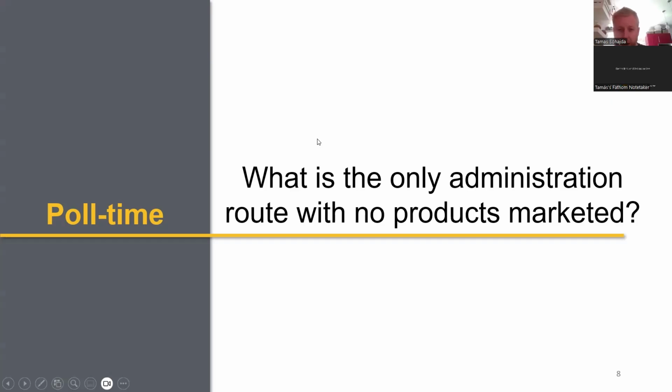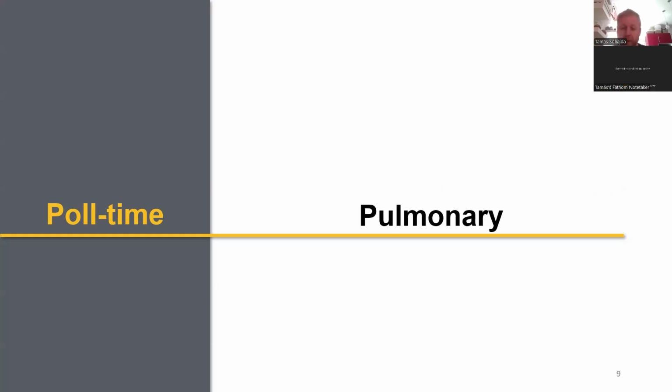We try to make this interactive, so I have two or three questions during the talk. Type it in the chat box: what is the only administration route you think where there are no products with cyclodextrins currently on the market? In pharmaceuticals, of course. We don't wait long, so type quickly. Inhalation products. Okay, that was cheating, that came internally, but of course at least our colleagues got it right. It's inhalation, so pulmonary application.